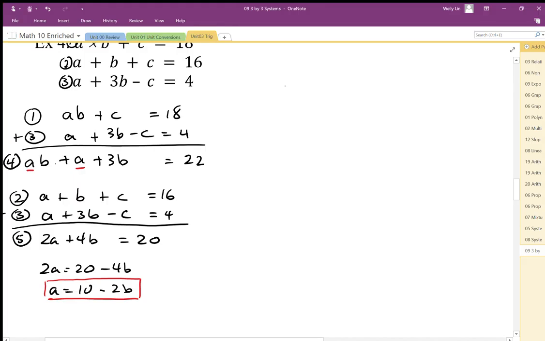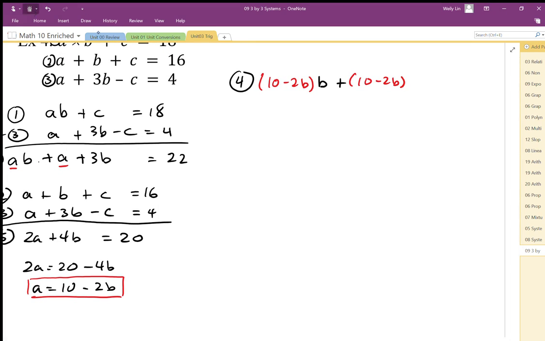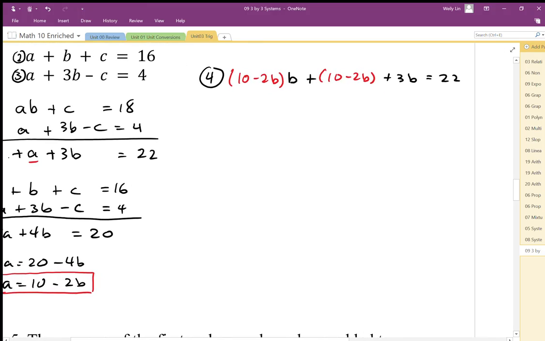So in my equation 4, I'm going to do a replacement. Wherever I hit an A, I'm going to use 10 minus 2B. So I have A times B, so I have to make sure it's multiplication, times B, plus, I hit another A here, so I'm going to replace that A with 10 minus 2B, and then plus 3B, and that's equal to 22. So there's my equation. I now have an equation with one variable. Well, I should be able to solve this.